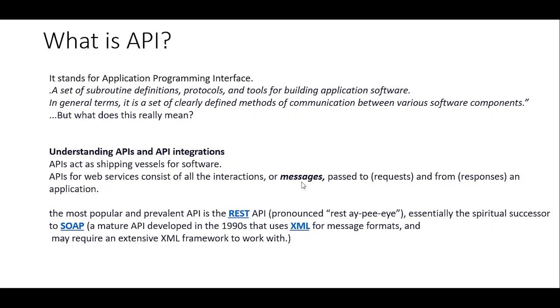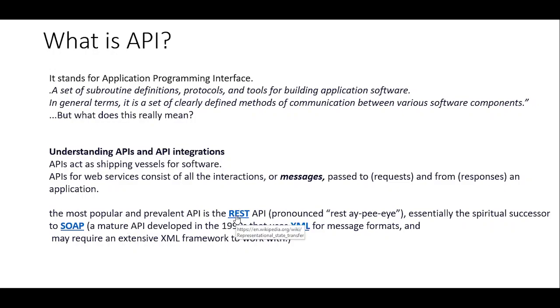An API for a web service consists of messages which are passed to and from an application. For example, if you want to interact with Google Maps, Salesforce will send, okay, I'm sending you latitude and longitude, tell me what is the address there. So we send the message as a request to the Google API and we get the response back: okay, this latitude and longitude is actually at this city. That kind of information we can get from the Google API by using APIs.